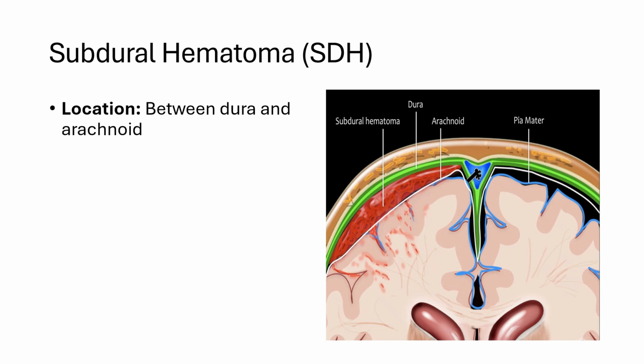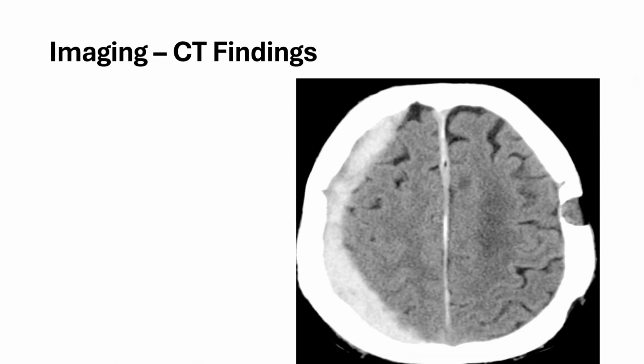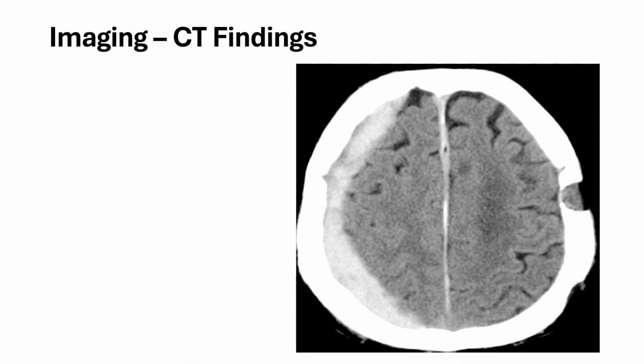Subdural hematoma is a collection between the dura and the arachnoid. Here we can see the red color is the collection between this green dura and this white arachnoid matter, and it occurs due to tearing of a bridging vein. The imaging finding of subdural hematoma is a crescent shaped collection, as we can see in this image. This is also a hyperdense collection.